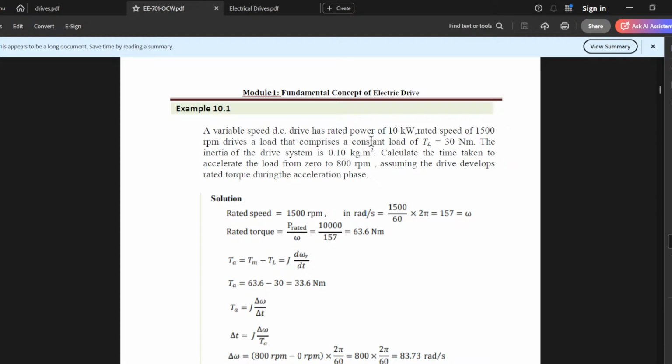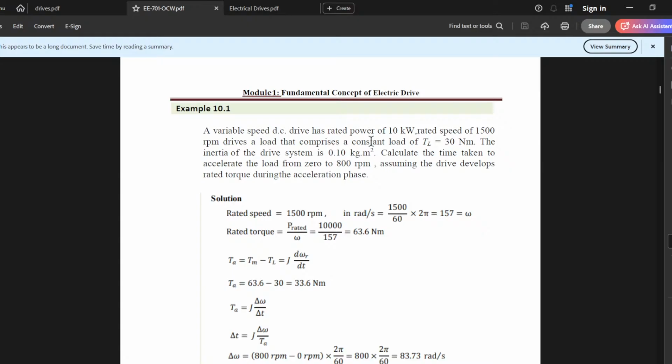Rated power upon omega. So 10 kilowatt is 10,000 by 157. It is coming as 63.6 Nm. So we got the torque and we got the omega.